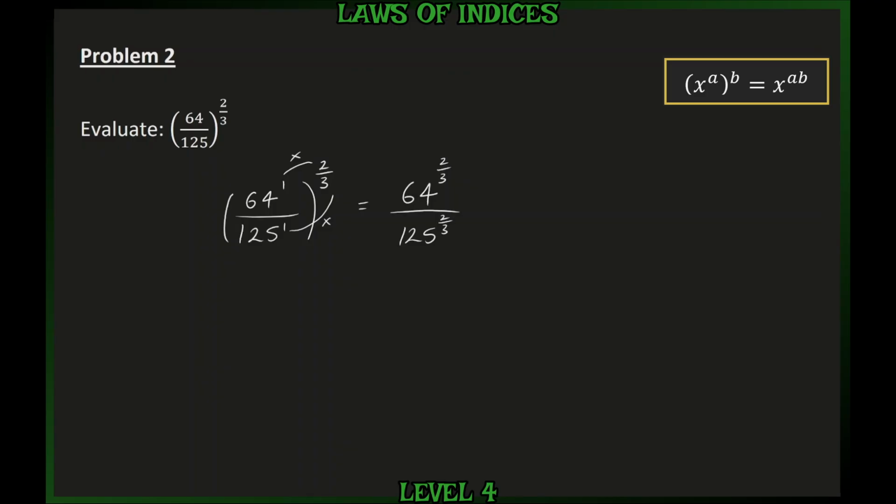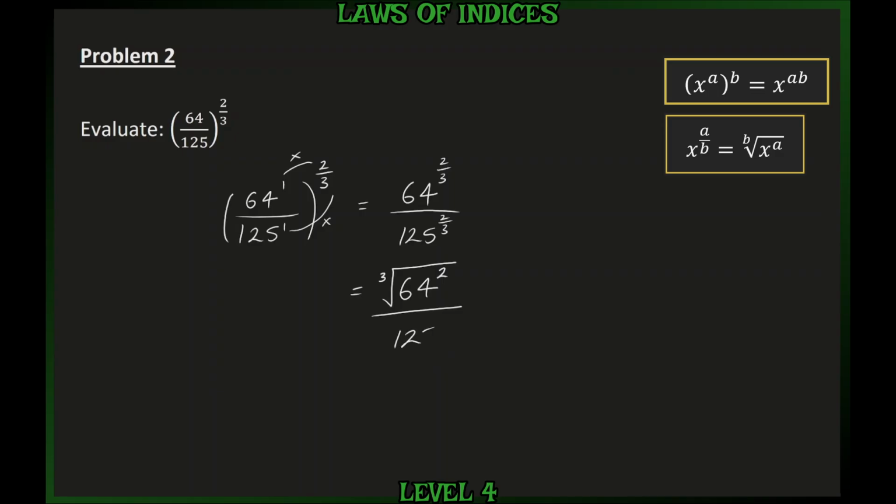Since our numerator and denominator both have fractional powers on, we're going to use this law. And the law tells us that the numerator of each fraction is the power and the denominator is the root. So this allows us to rewrite 64 to the power of 2/3 as 64 to the power of 2, and then the cube root of that. And in a very similar way, 125 to the power of 2/3 becomes 125 to the power of 2, and again, we take the cube root of that.